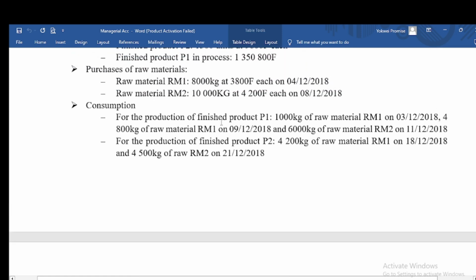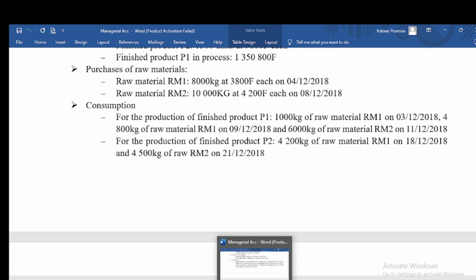So they say for the production of finished product P1, 1,000 kg of raw material 1 on this date, 4,800 of raw material 2 on this date, and so on. So please look at these, these are all the figures here that we are going to be using. So take a look, pause, note them, and then we proceed.